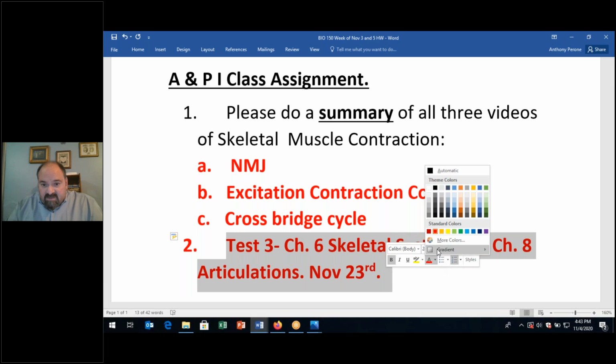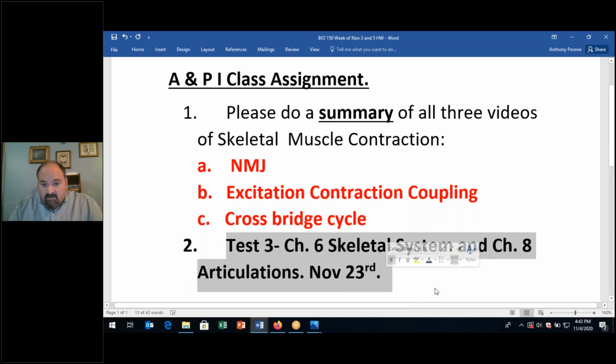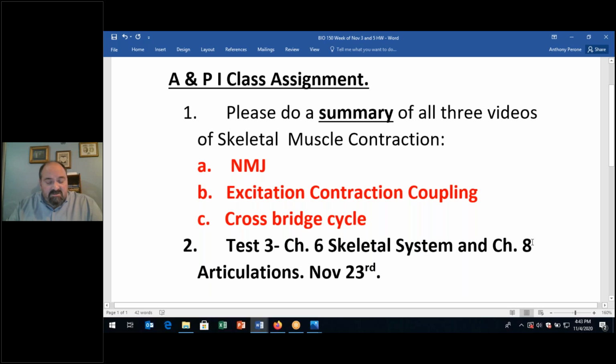Professor, I think it's chapter 7. Chapter 7 is not the articulations. Okay. I'll have to check this later. I'm sorry, but I can tell you that the material is not the articulation, it's the skeletal system. It's chapter 7 and 8. Okay. Sorry. No problem.